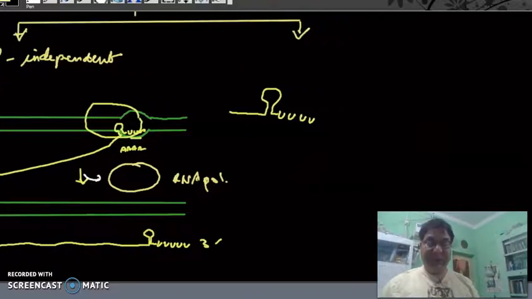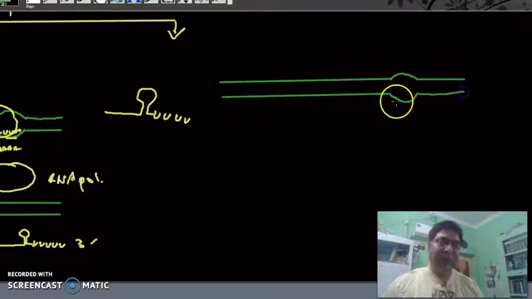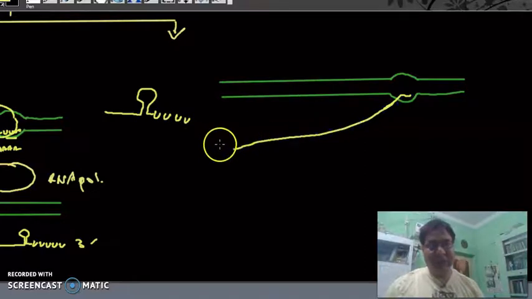Rho-dependent termination requires the presence of a RUT sequence in the DNA and in turn in the RNA also. So this is the stop site, say. And it contains a RUT sequence somewhere here. So when transcription is taking place, in the transcript this is the RUT sequence region, and this is the RNA, the mature RNA that is being formed.